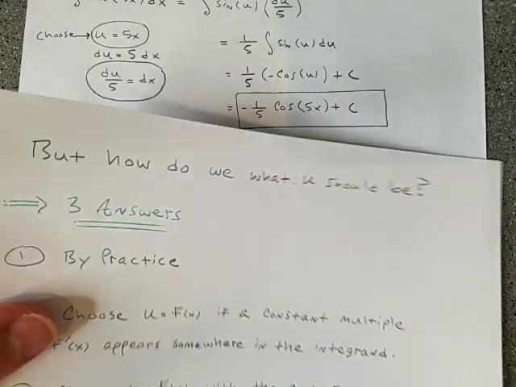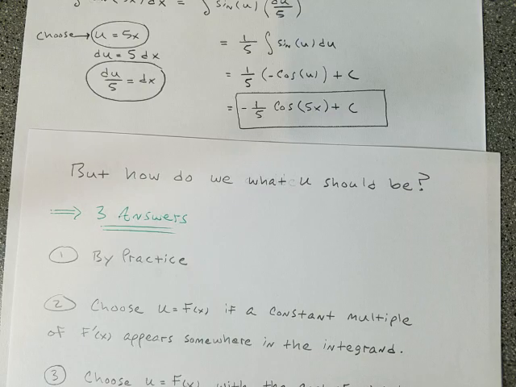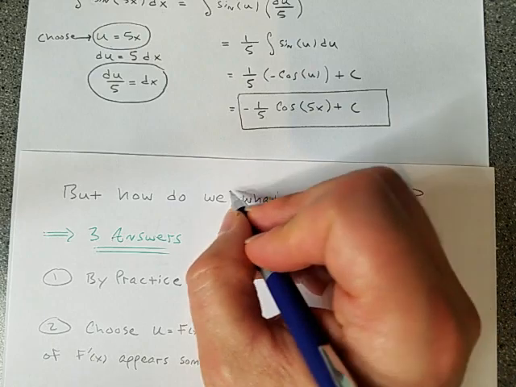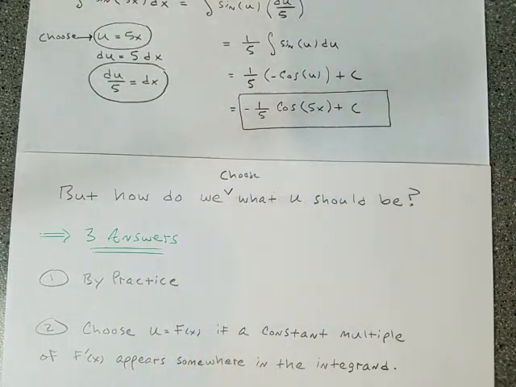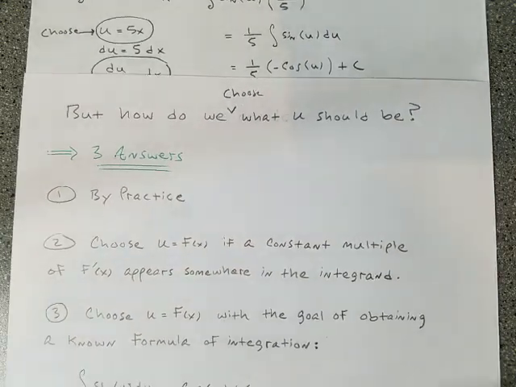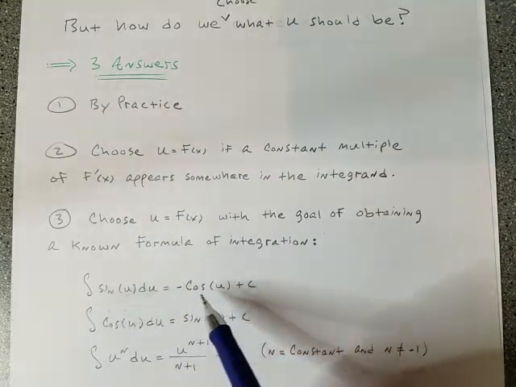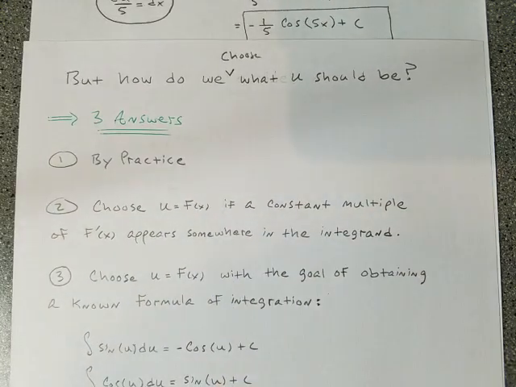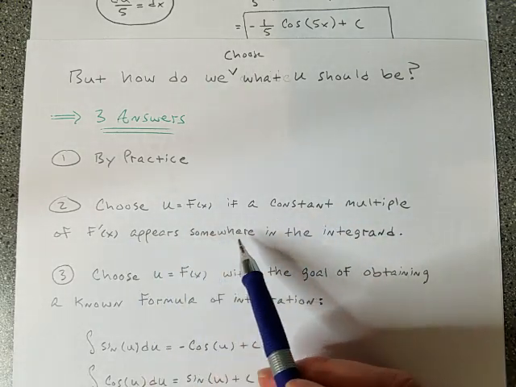What's the other way to think about it? How do we choose u? How do we decide? How do we choose what u should be? Okay, so choose u so that you get some formula that you know and that you're familiar with. Or choose u, I mean there's two basically equivalent strategies. Choose u such that a multiple of its derivative appears somewhere else in the problem.